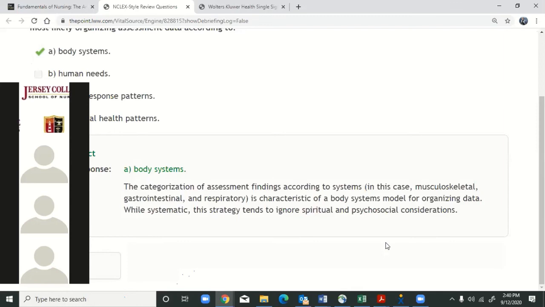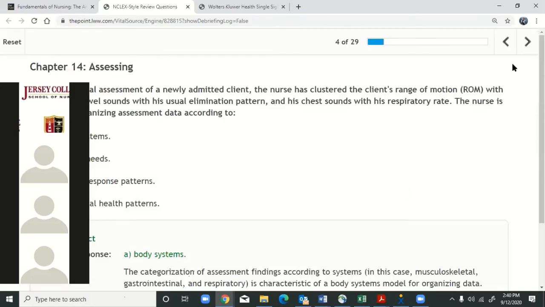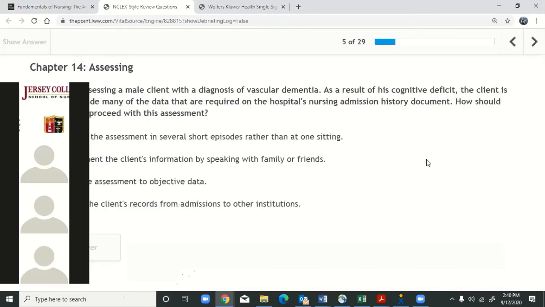Okay, so it's a model or a way of organizing data using those body systems, which is why we use that head-to-toe method. We can keep those systems organized when we do that.